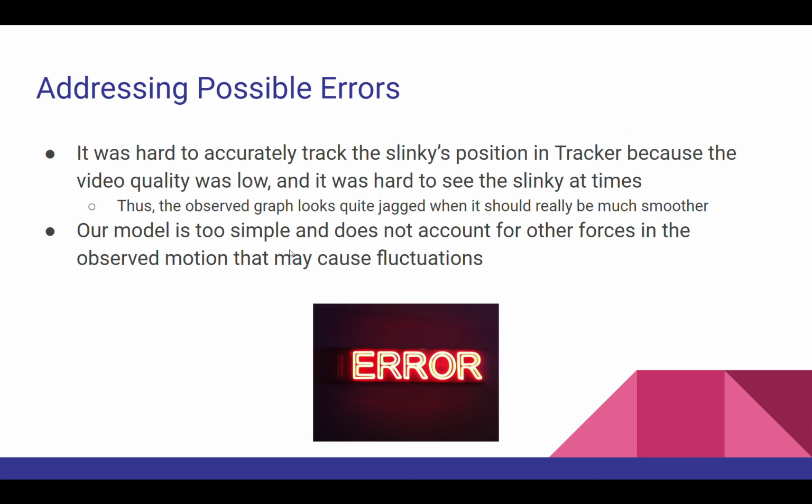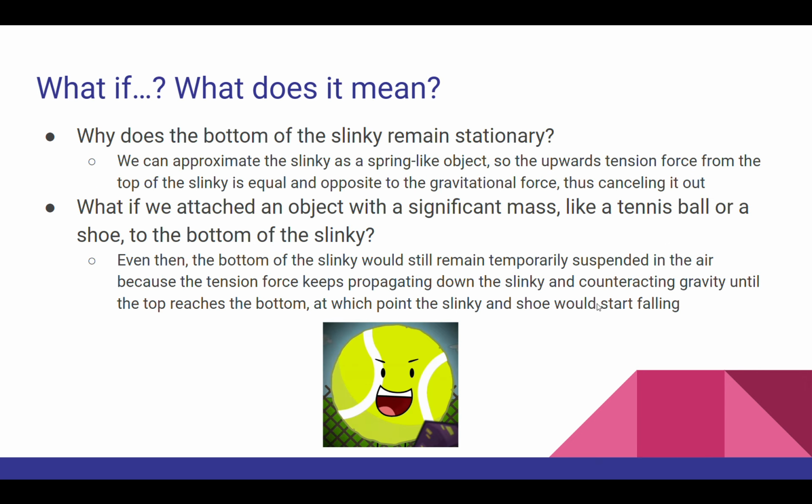For potential errors, it was hard to track the Slinky's position on Tracker because the video quality was kind of crappy, and therefore it's hard to see the Slinky at certain times throughout the video. Therefore, the observed graph is very jagged in comparison to what it should be, which is a lot smoother in an ideal world. Our model is also too simple and didn't account for other forces that cause fluctuations and nuances in the real video's motion, things that are beyond the complexity of just drag and gravitational force.